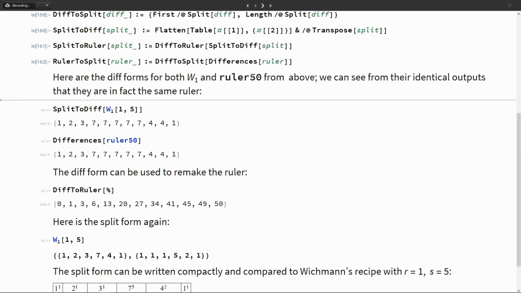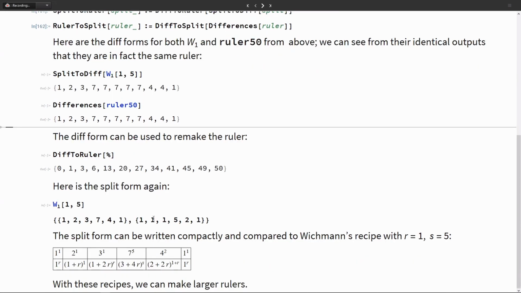For ruler 50, we can basically do this, and that gives the split form, and it returns the differences form. And if we do the differences on that, we get back and forth. And this is basically just showing the various ways of getting back and forth.